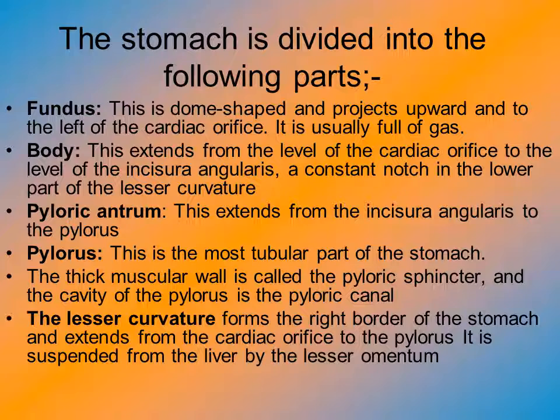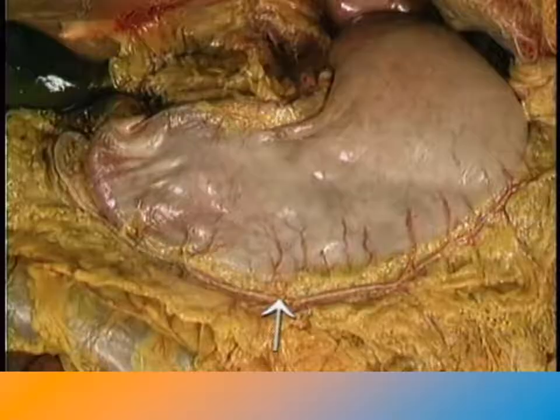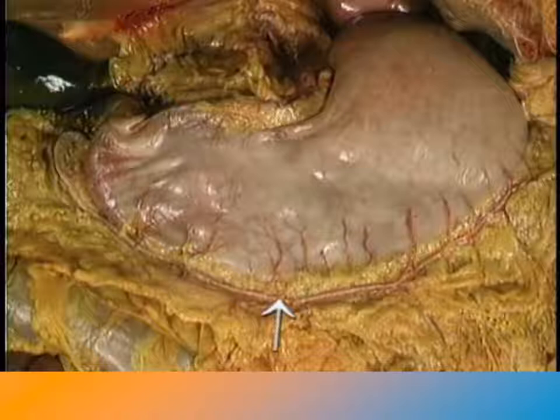The stomach is divided into the following parts. Fundus: this is dome shaped and projects upward and to the left of the cardiac orifice. It is usually full of gas. This is a dissection view showing the greater curvature, lesser curvature, two orifices, the fundus and the pylorus.